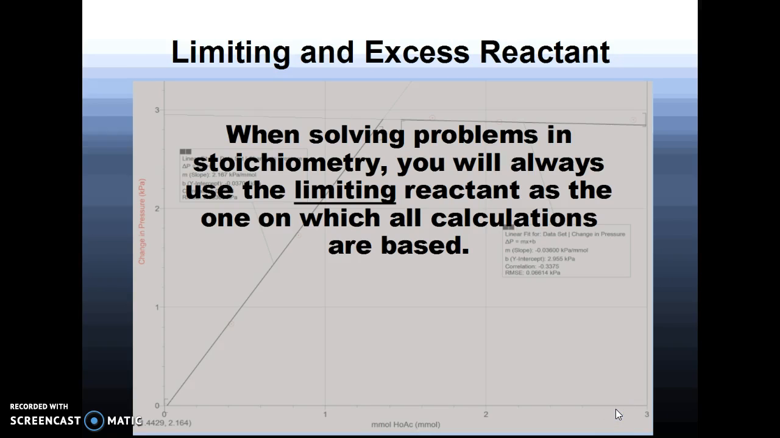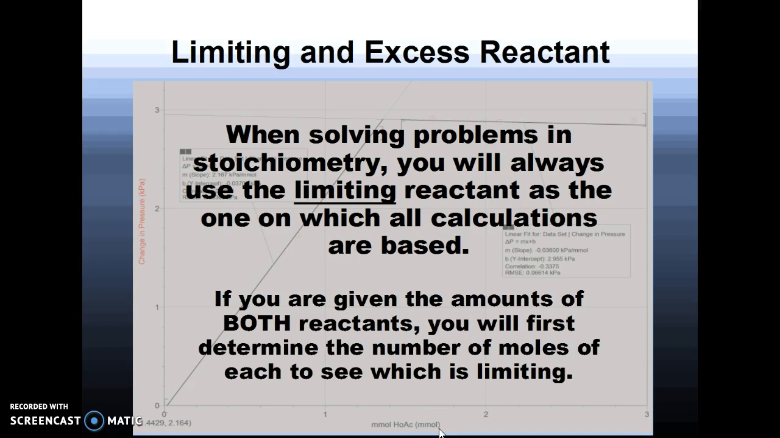Now, when solving problems in stoichiometry, please remember that you will always use the limiting reactant as the one on which all calculations are based. You will not use anything that's in excess to do calculations. If you are given the amounts of both reactants, then you first have to determine the number of moles of each, and then from the balanced chemical equation, you will see which one is limiting. So we can not only get our balanced chemical equation, as we have done here with our limiting reactant studies, we can also, once we have the balanced chemical equation, solve problems by first determining what is the limiting reagent.